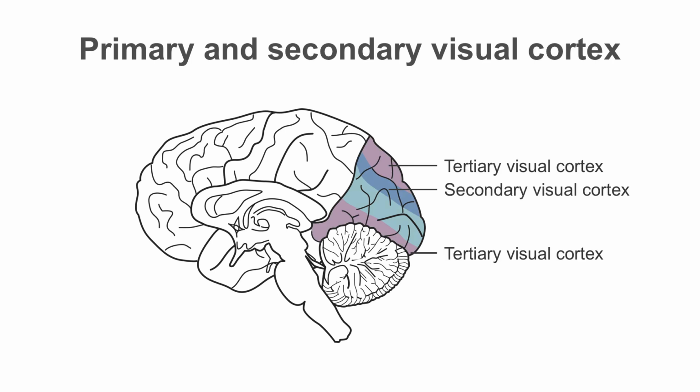The visual association cortex, Brodmann's areas 18 and 19, also known as the secondary and tertiary visual cortices, include the rest of the occipital lobe and the posterior part of the parietal lobe. It is involved in object recognition, perception of color, and other aspects of vision.